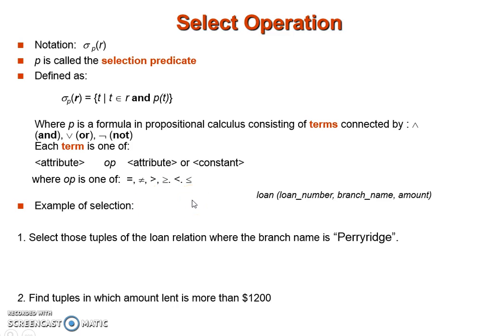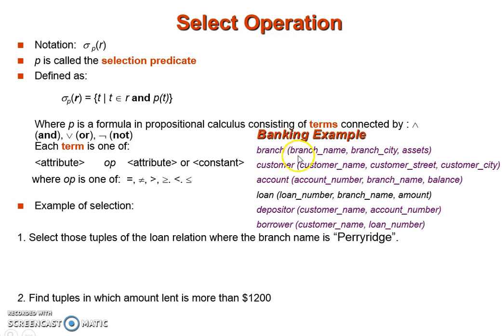For that we are considering a schema for a banking example. The schemas available for banking are branch, customer, account, loan, depositor and borrower. Example: select those tuples of the loan relation where the branch name is query. So we are selecting tuples from the loan relation and checking the branch name. How do we write that? The solution is sigma branch name equals query, on the relation loan.